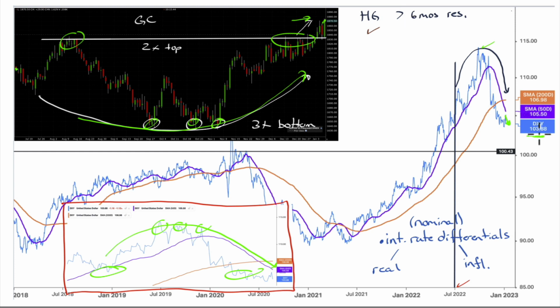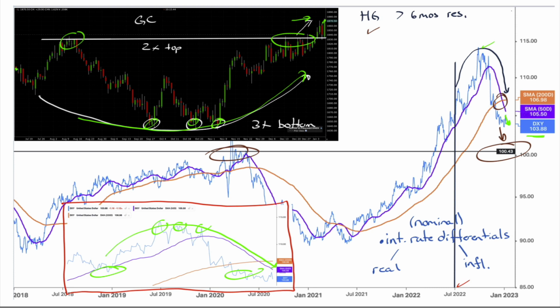As far as where the dollar is going to go, your next line of support, if you want to think technically here, is right around 100. We're at 103.88, below the 50, below the 200. So I don't know that there's much you're going to get from those moving averages, because they're to the upside. The 50 is below the 200-day moving average. That is called a death cross, which is bearish, to the downside.